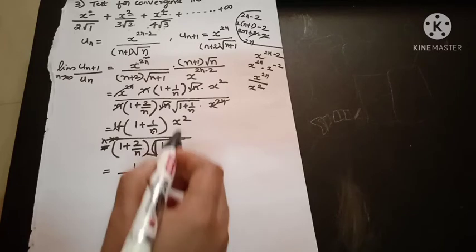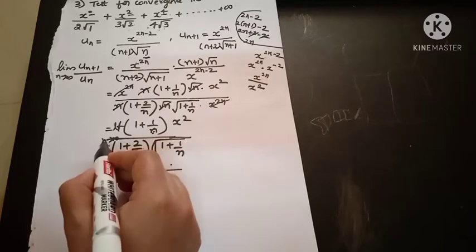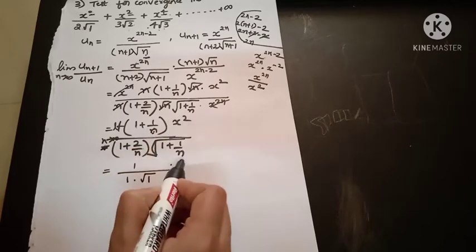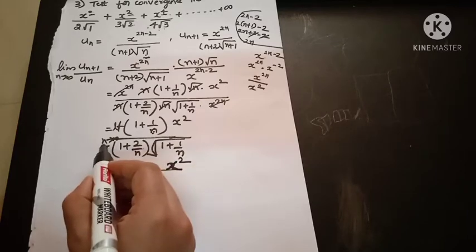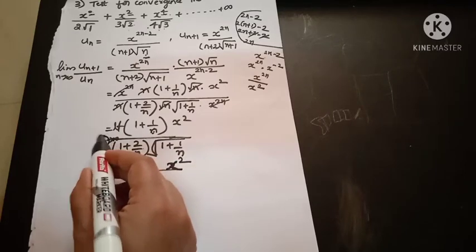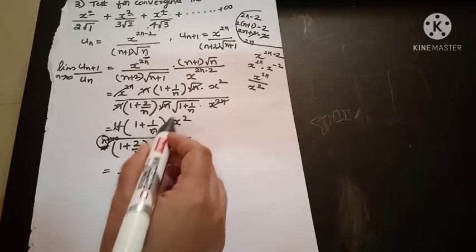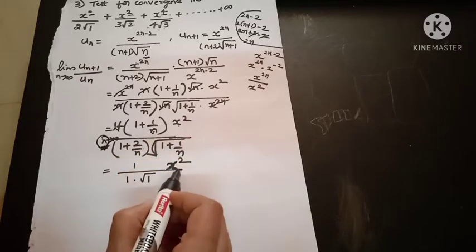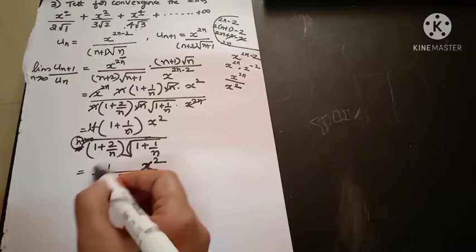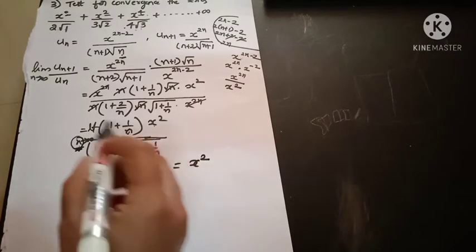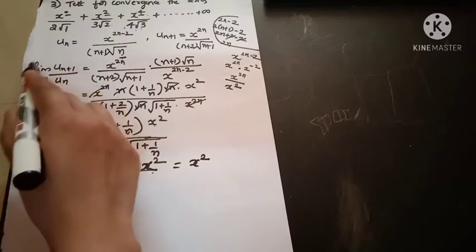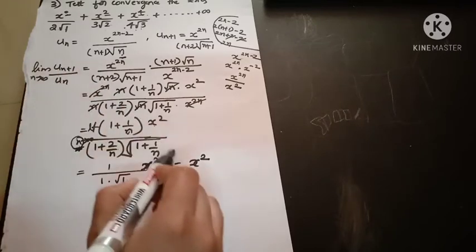Root 1 into x square. x square has nothing to do with n, so it remains as it is. X square is an independent term because we are applying n tends to infinity. So x does not contain n, so this will remain as it is. So this is nothing but 1. 1 into x square is x square. Now the limit value of u(n+1) by u(n) is x square.